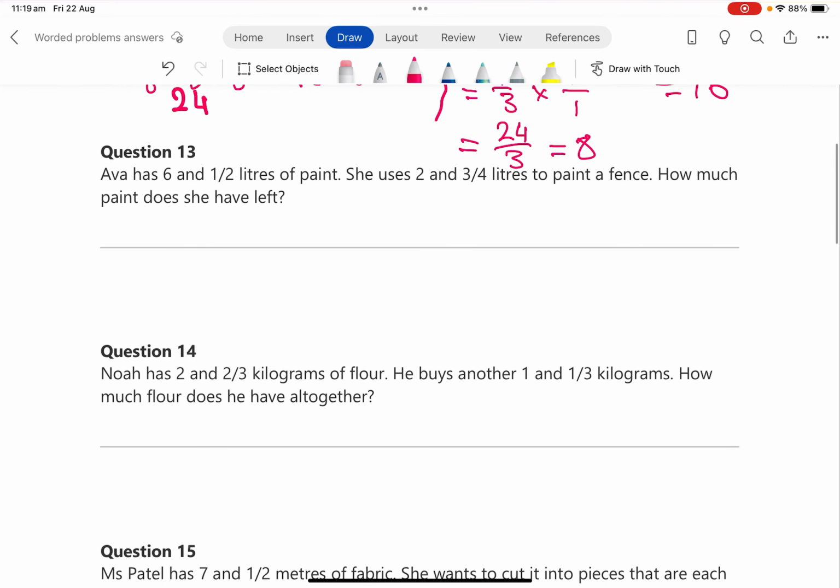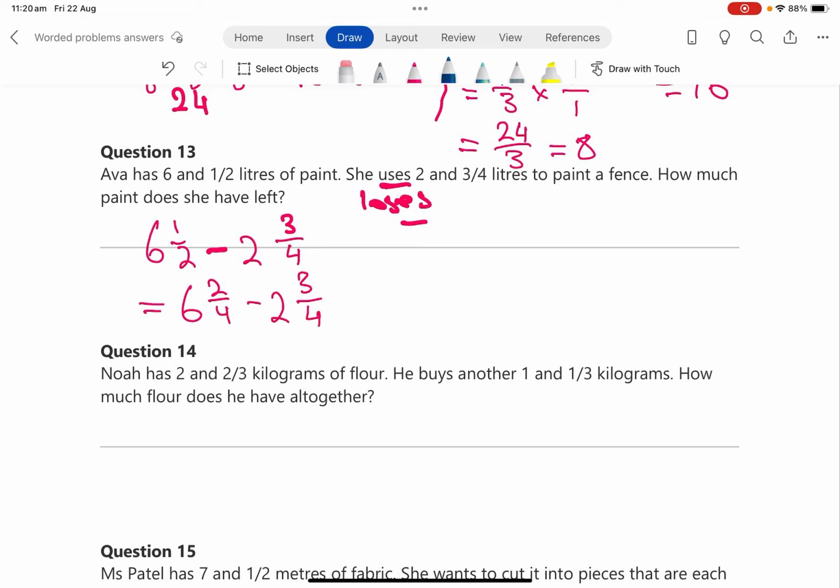Let's see. For this next one, Ava's got 6.5 litres of paint, and she uses, so another word for loses or subtracts, okay, so minuses, 2 3/4 of a litre of paint on the fence. How much does she have left? It's going to be 6.5 minus 2 3/4. In order to do the subtraction, we're going to need common denominators. So we're going to need 6 and 2 out of 4 minus 2 and 3 out of 4.